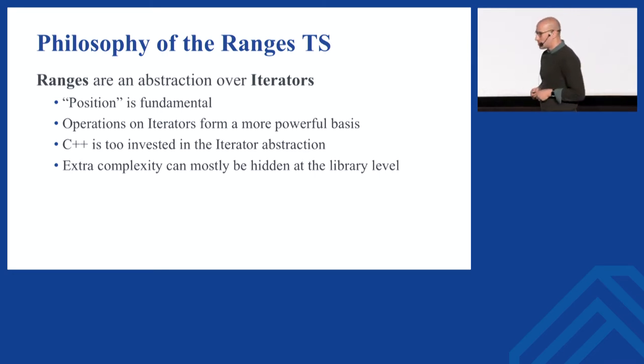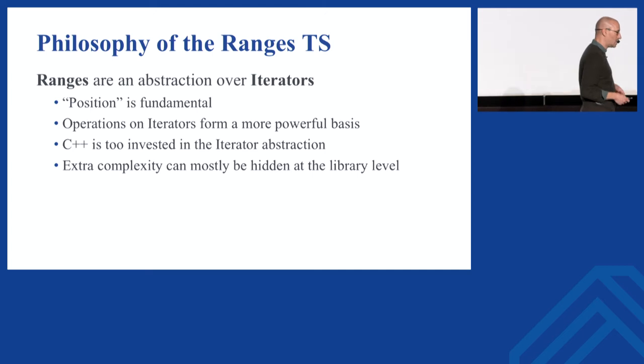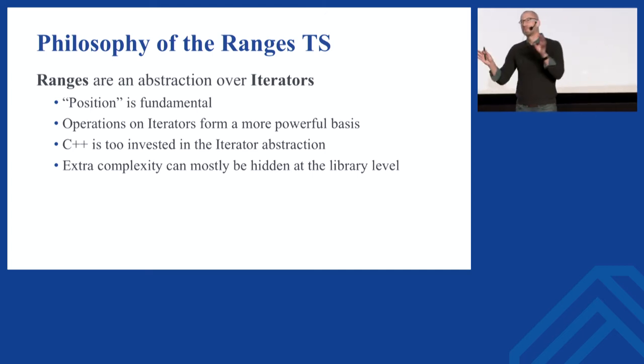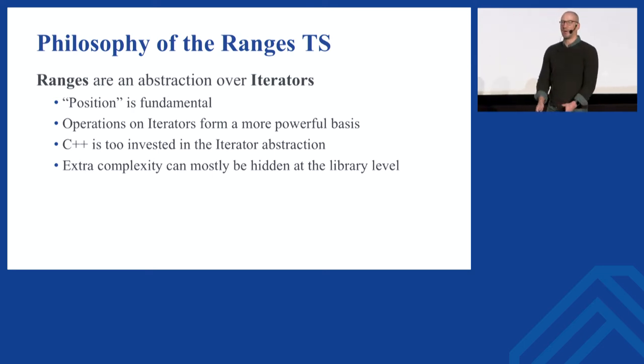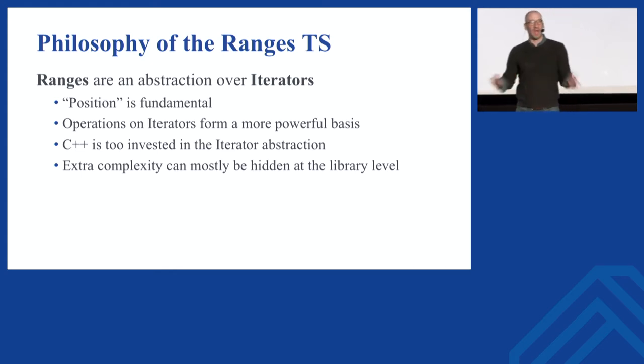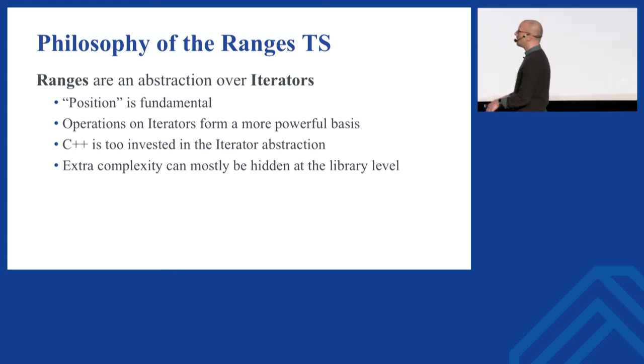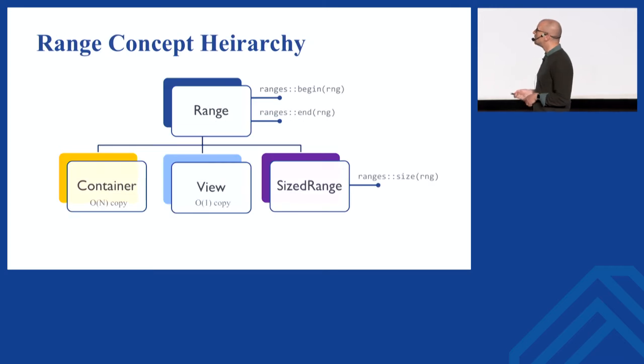Okay, so Andrei's point in his Iterators Must Go talk was that ranges are a much cleaner, higher level abstraction, and if you have to muck about with iterators, then your code is going to be buggier. By and large, that's true. Sometimes you need to get down into the guts, and it's really a pain if you don't have a way to do that. And a lot of the extra complexity can mostly be hidden at the library level. And that's what ranges is.